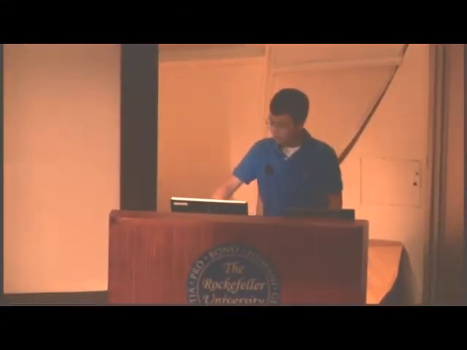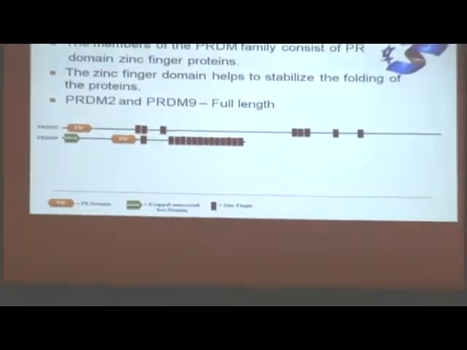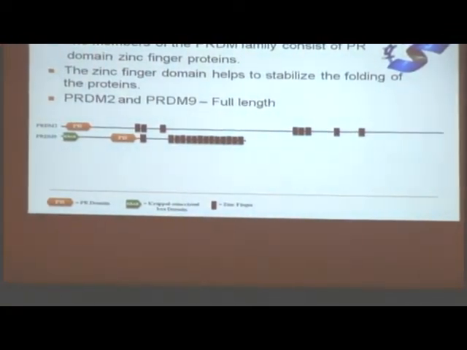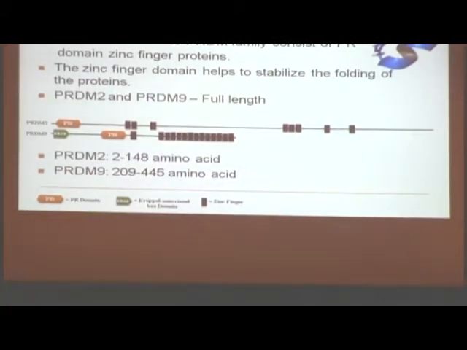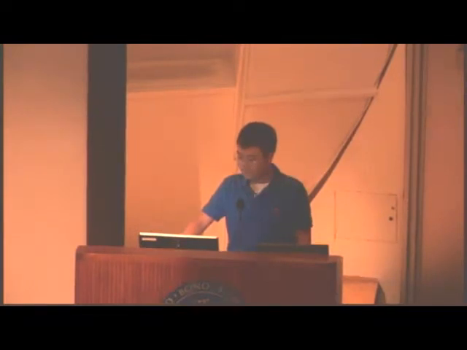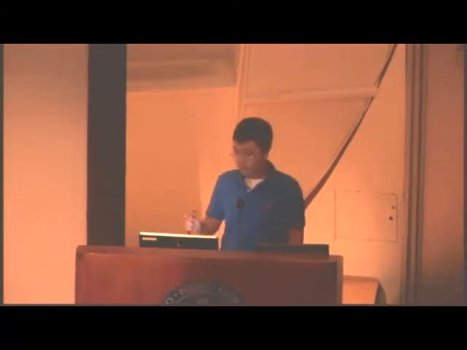The full length of PRDM2 and PRDM9 are shown below. As you can see, the characteristics of PRDM2 include the PR domain and various zinc fingers. And PRDM9 consists of the KRAB-associated box domain, the PR domain, and a long string of zinc fingers. For my research project, I will be studying only part of the construct of the full-length PRDM2 and PRDM9. For PRDM2, it is amino acids 2 to 148, and for PRDM9, 209 to 445. They are represented by the red sections illustrated.